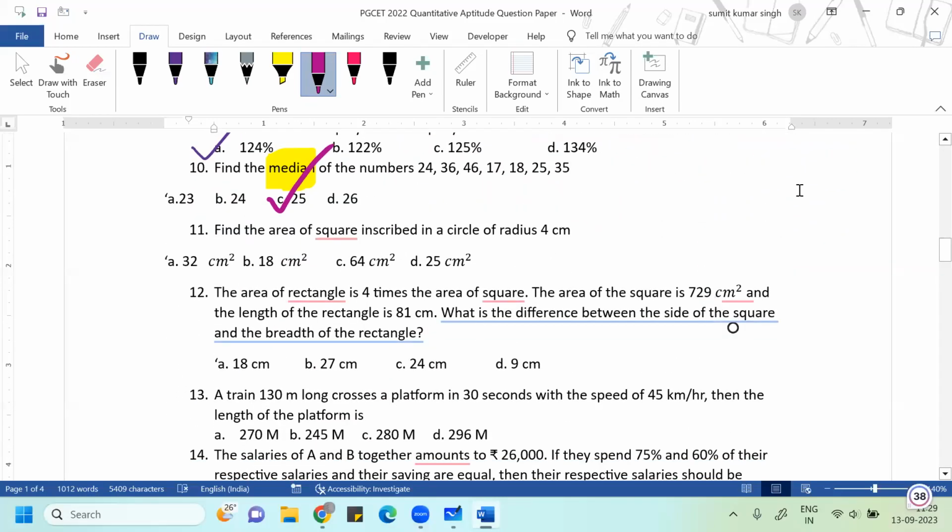Okay. Now coming back to this question number 11. So far we have done 10 questions. If you have any doubt, please ask me. Anybody, any doubt, any question?